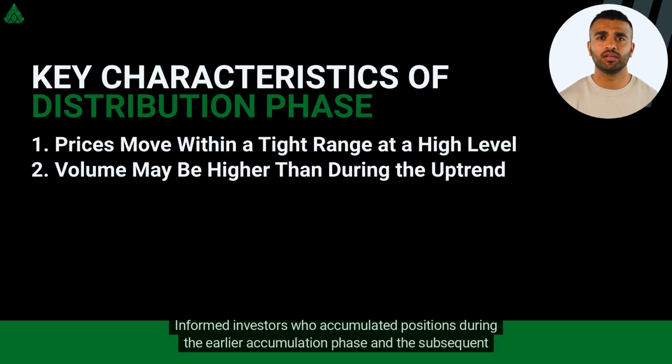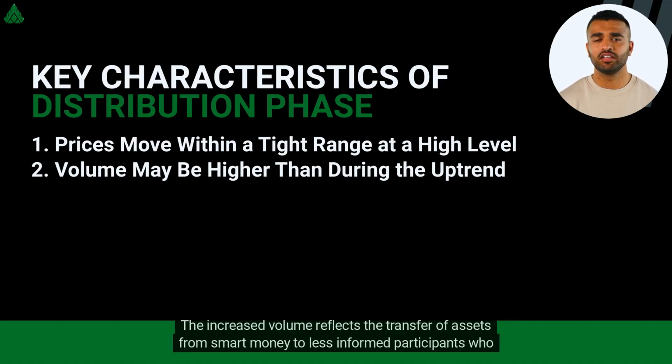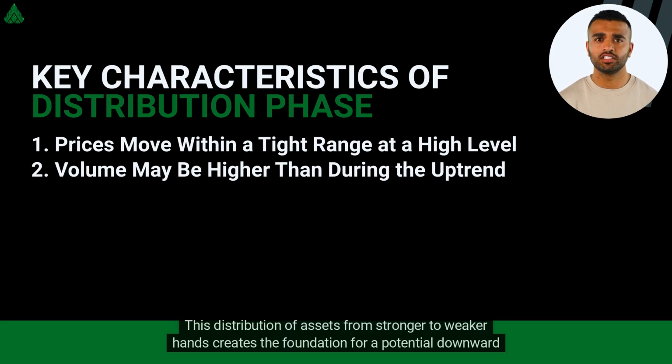Informed investors who accumulated positions during the earlier accumulation phase and the subsequent uptrend begin to liquidate their holdings. The increased volume reflects the transfer of assets from smart money to less informed participants who may not recognize the signs of a market top. This distribution of assets from stronger to weaker hands creates the foundation for a potential downward movement.